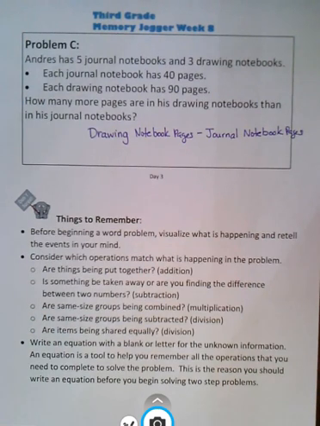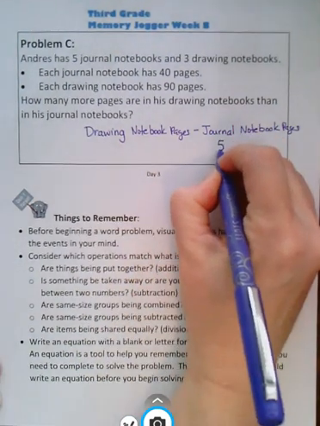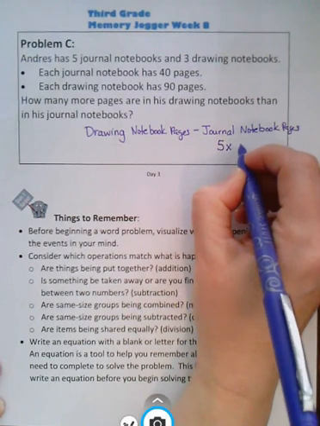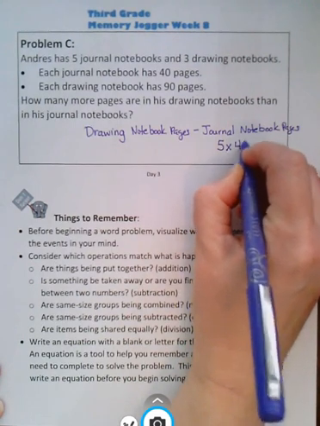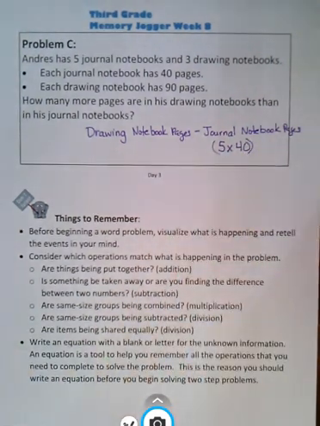So it tells us that each journal notebook has 40 pages, and there are 5 journal notebooks. So the first journal notebook has 40 pages, the second journal notebook has 40 pages, the third, fourth, and fifth all have 40 pages. So we're putting 40 and 40 and 40 and 40 and 40 together. That is adding same size groups, and that would be multiplication. And that is for the journal notebooks. So 5 notebooks that each have 40 pages would give us how many journal notebook pages there are.